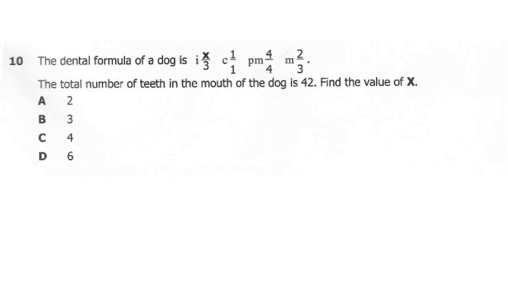Question 10. The dental formula of a dog is incisors, upper jaw X, lower jaw 3, canines upper jaw 1, lower jaw 1, premolars upper jaw 4, lower jaw 4, molars upper jaw 2, lower jaw 3. The total number of teeth in the mouth of a dog is 42. Find the value of X. So A, we have 2, B, 3, C, 4, D, 6. You can drop your answer in the comment section.